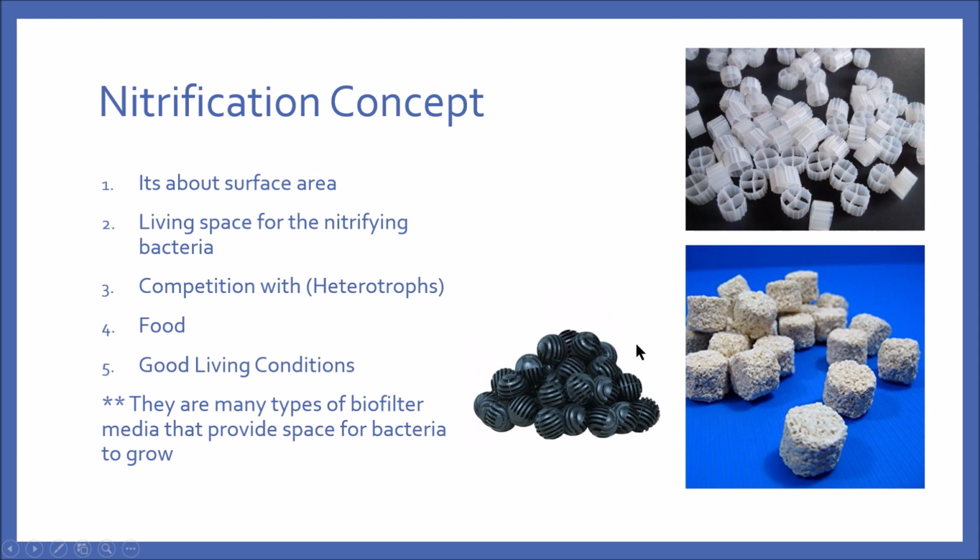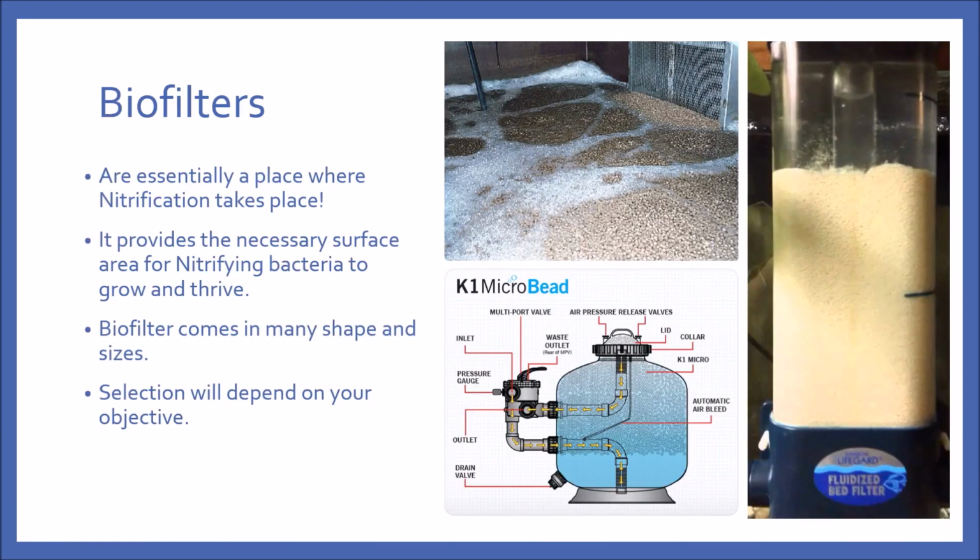What we have here in these three pictures are all what we call biological media. They can be made of plastics. This is what we call the traditional bio balls, this is what we call K1 media, and this is what we call ceramic media. Essentially, they provide plenty of surface area for the bacteria to reside on and repopulate, as well as consuming ammonia into NO2 and NO3. Having said that, biofilters are essentially where nitrification takes place, and it's all about providing the bacteria with the necessary surface area to grow and thrive.